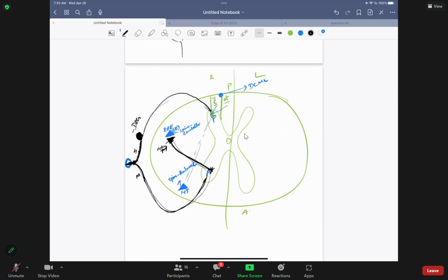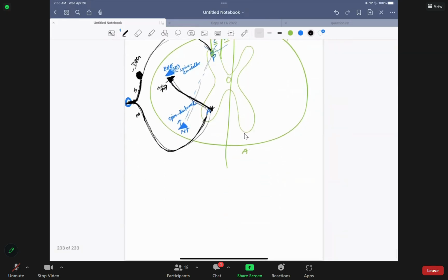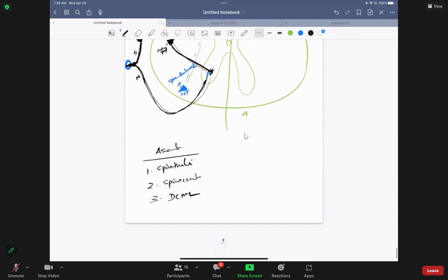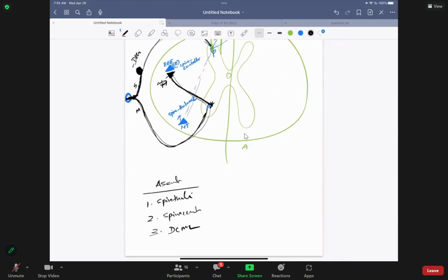Now what we're going to do, we're going to learn all the tracts. So far, 4 tracts you have to learn. To list that, you have 3 ascending tracts: 1 is spinothalamic, 2 spinocerebellar, 3 dorsal column medial lemniscus. Is that clear, folks? These are all ascending tracts. Ascending tracts are sensory. Then you have a descending tract. That's only one, corticospinal. That's a motor function. Is that clear, folks?